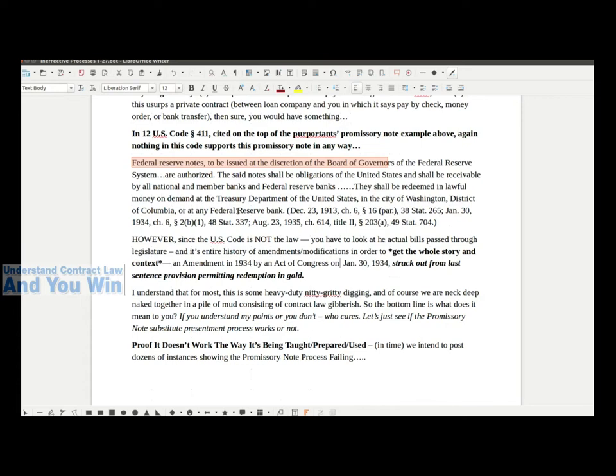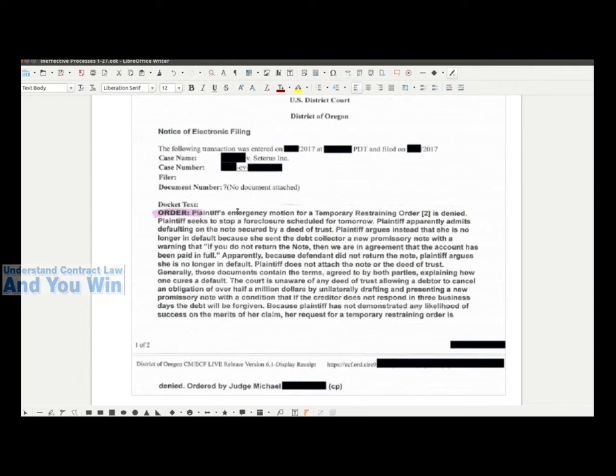But even if it is, here you go. Here's some proof that this process doesn't work. A restraining order is the easiest order to get in a court. You're not getting a judgment after trial. You're not getting a final judgment. You're not getting a summary judgment.